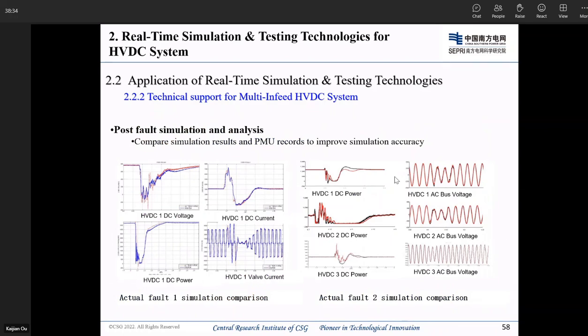So we use RTDS for post-fault simulation and analysis of the power system. This is the RTDS simulation with the real on-site record. We can see the RTDS is almost the same as the on-site record.